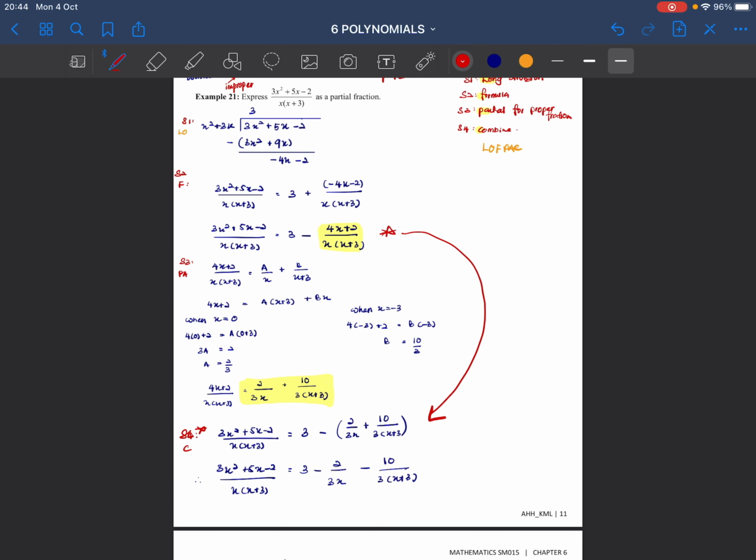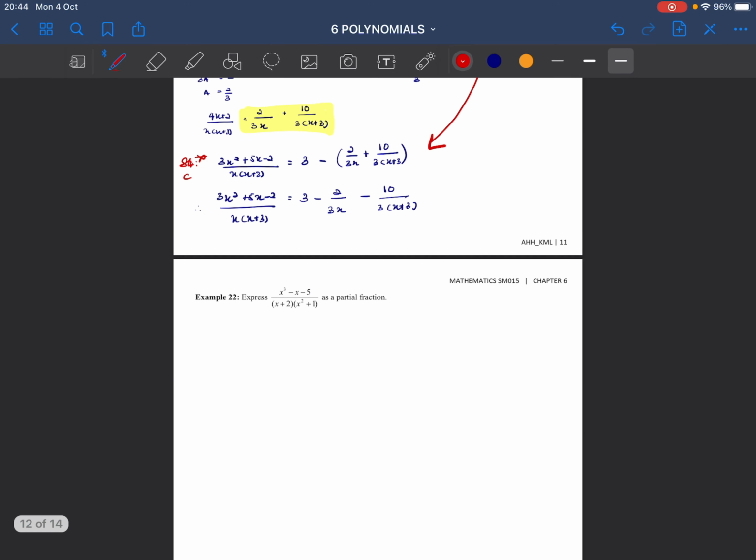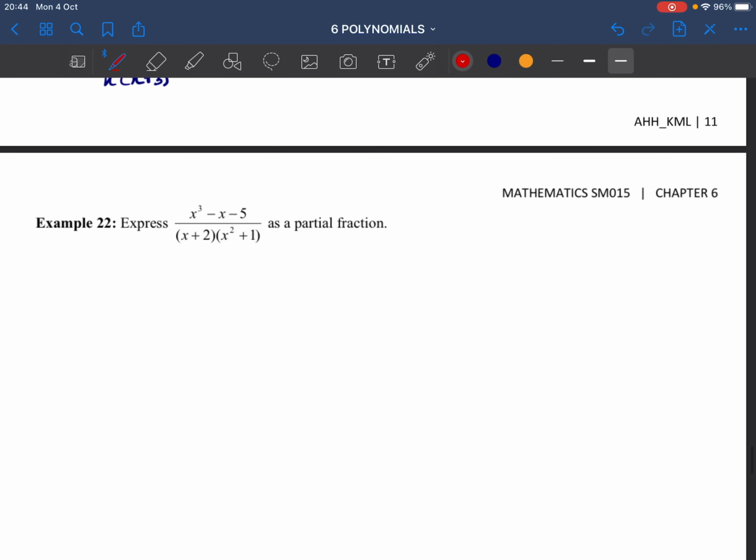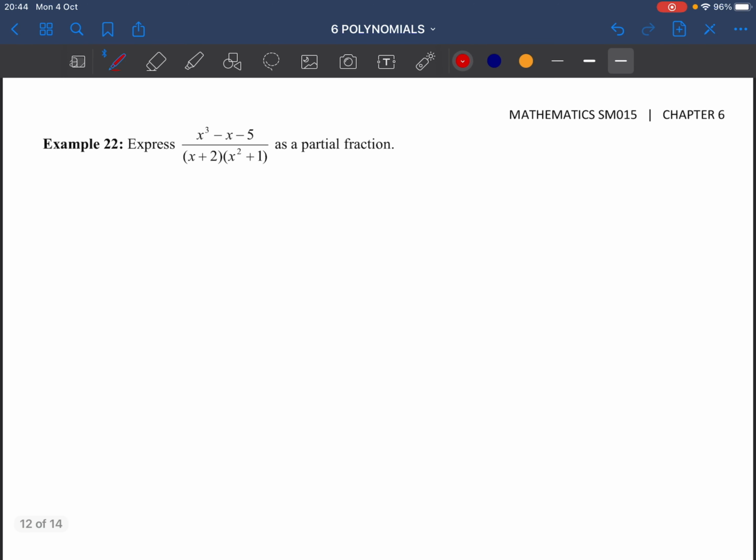Okay, so let's see another example, one more example. We have example 22. First, identify, is this an improper fraction? Atas powernya ialah 3, degree 3. Bawah degree dia ialah 1, 2, 3 as well.